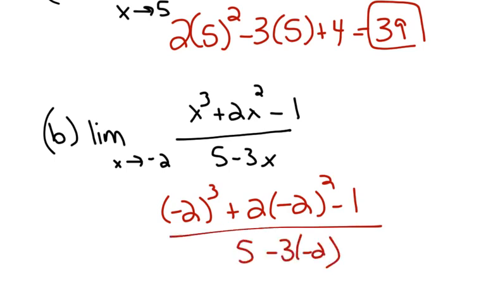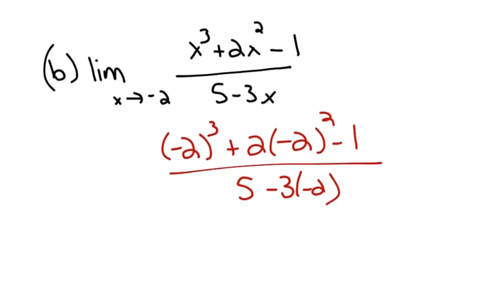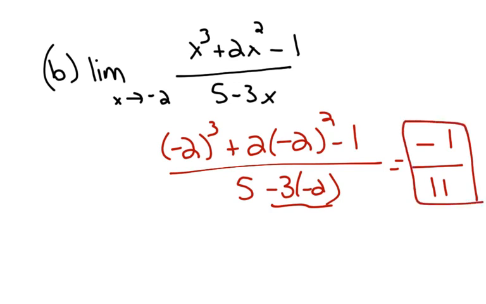There are other ways that the book did this. The book actually found each limit individually. I don't know why you would do that. For this problem, the numerator would become, let's see, -8 plus 8 minus 1, which is -1. And the denominator would be 5 times, this would be 5 plus 6, so that'd be 11. So the answer would be -1 over 11.